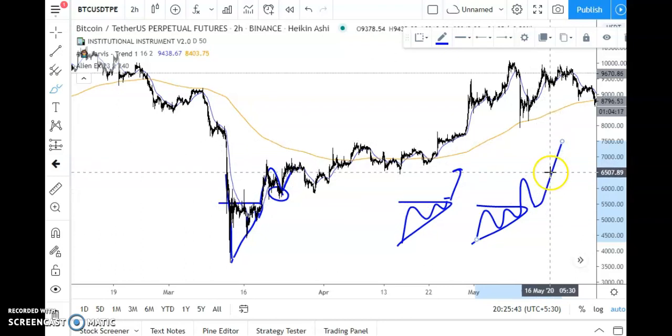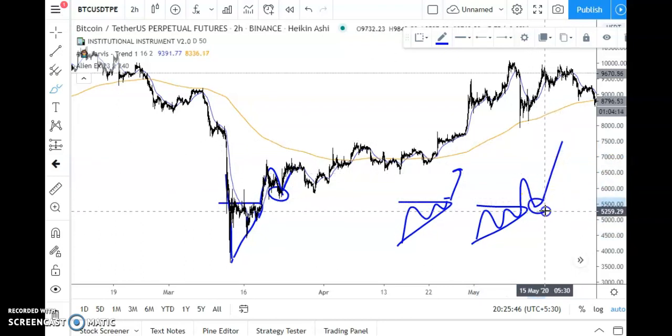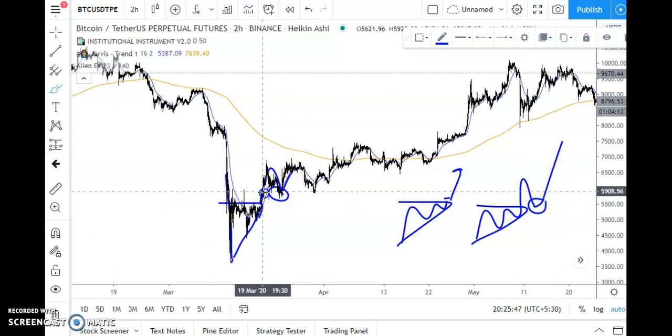So which is the best entry? Always enter at the retest region. Always enter at the retest region. It's a trend confirmation that this is a bullish trend.